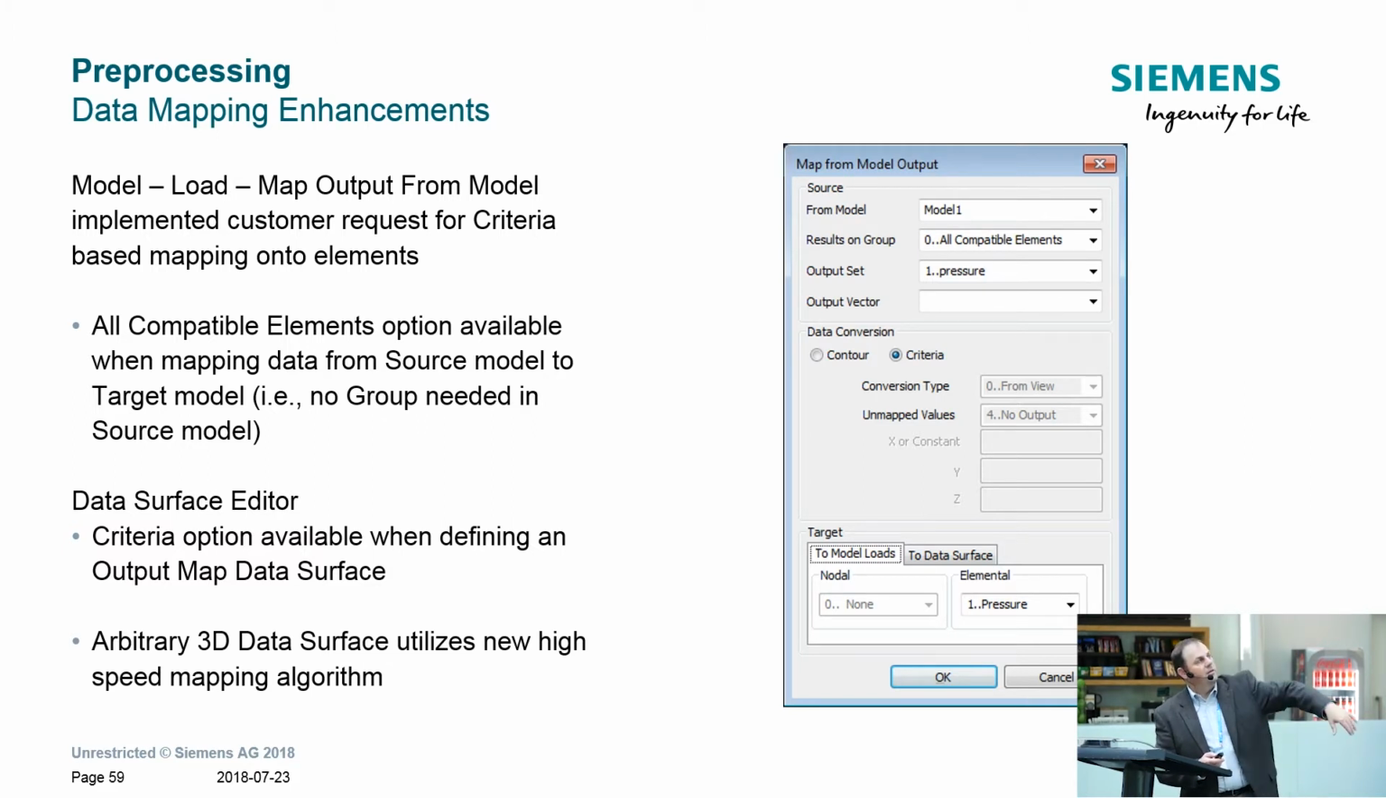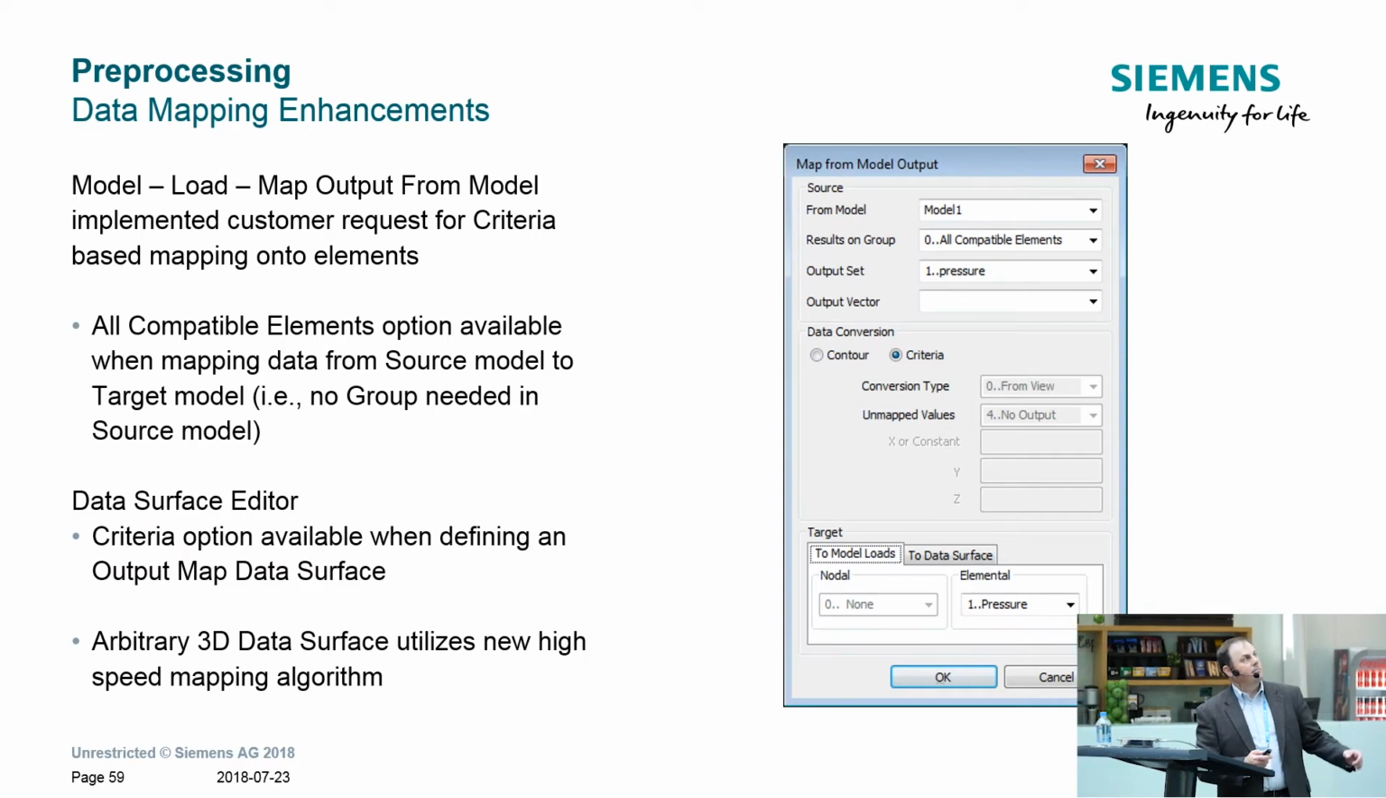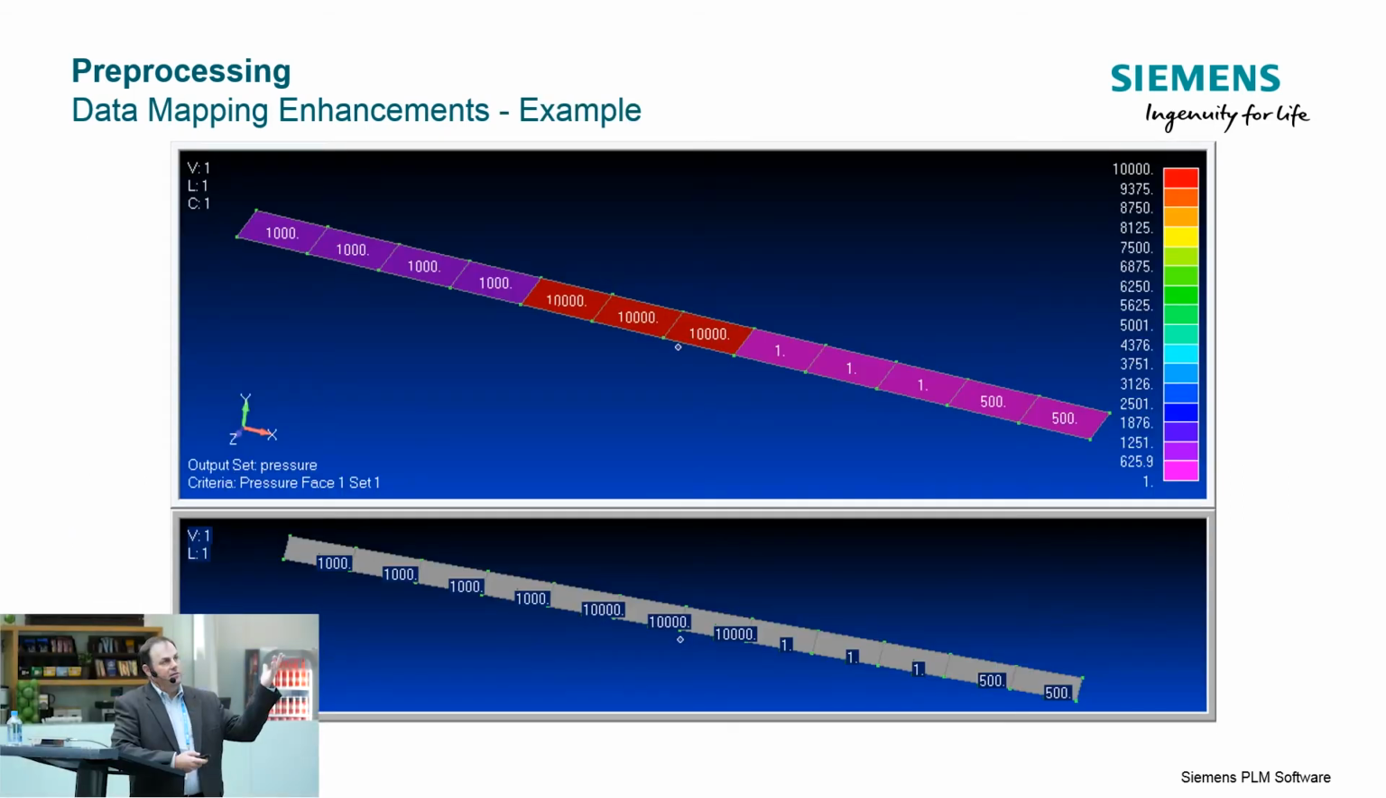Along with being used in this command, it's also used for our map output from data surface. And this is just an example. You can see how those output values on the top were mapped directly to temperature values on the bottom.